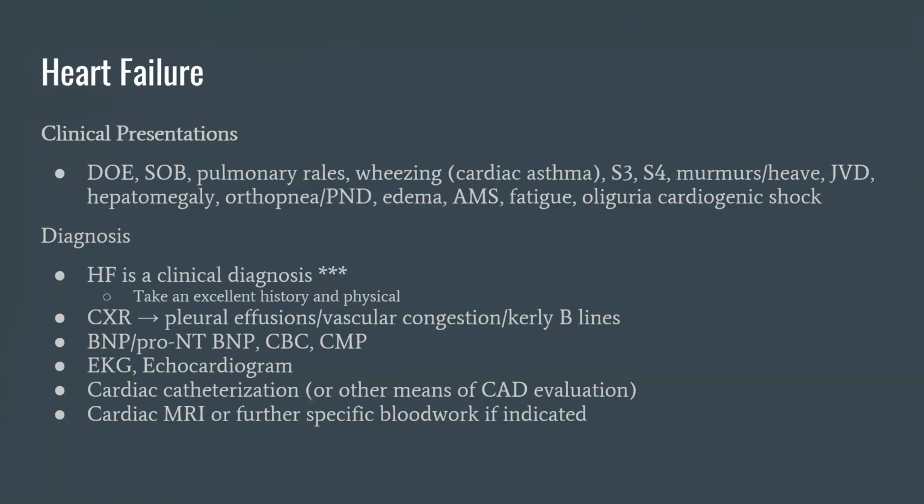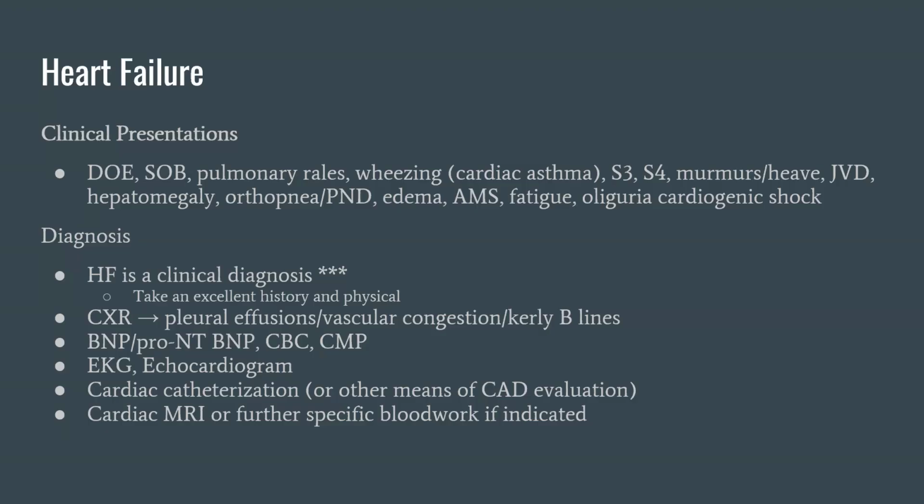Okay, so how this can present are dyspnea on exertion, shortness of breath, pulmonary rales, wheezing. Sometimes patients can get something called a cardiac wheeze. So you may not hear rales, but you may hear wheezing as the initial presentation. And you have to determine if it's wheezing from a pulmonary cause or if it's cardiac asthma. And that is usually a clinical diagnosis. If you can also get a chest x-ray, you may see Kerley B lines, some vasculature that's congested, some pleural effusion, and that may tip you off.